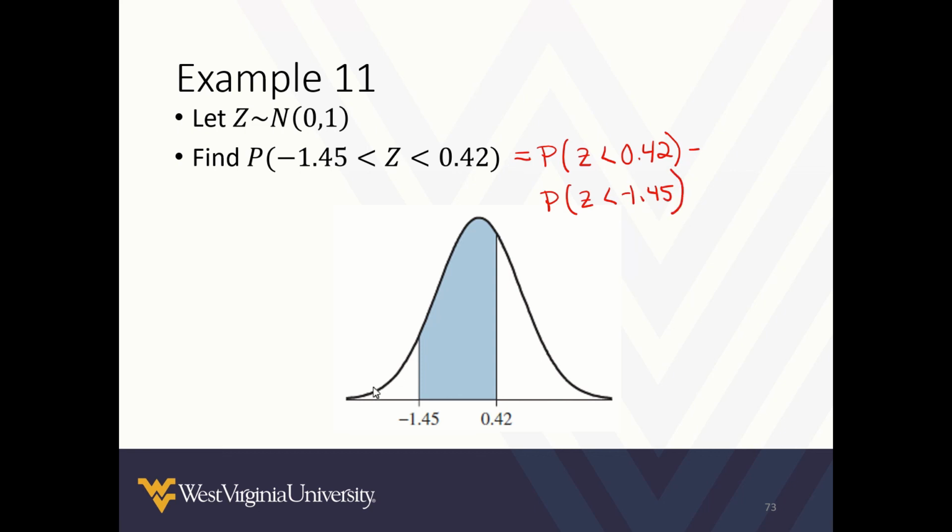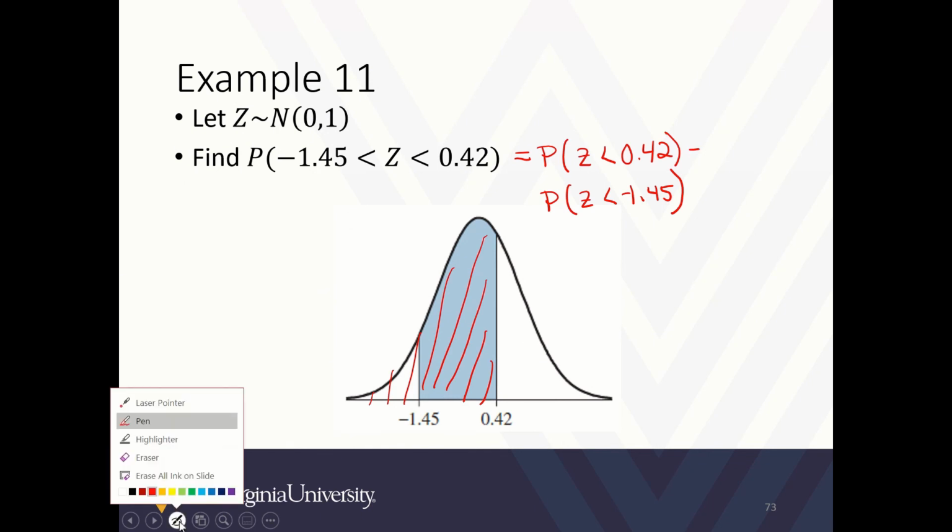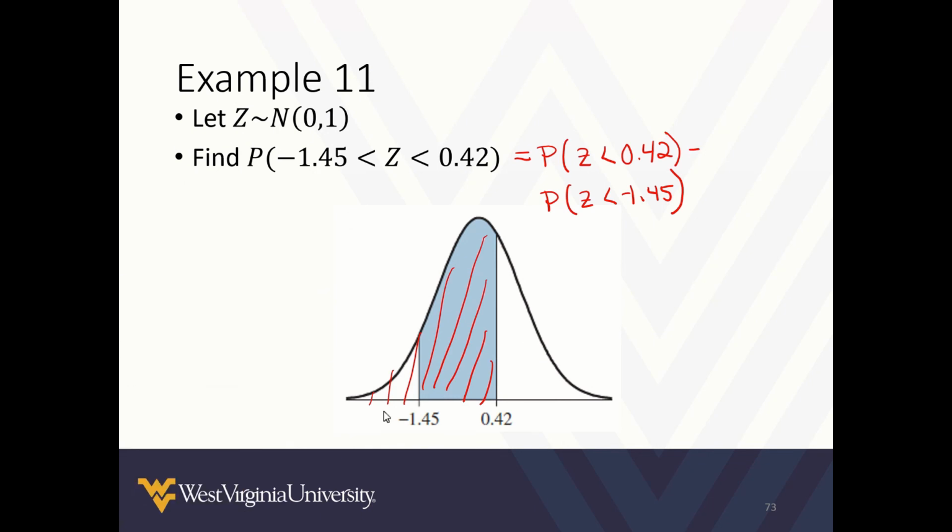Because our first value will give us this total area that I've just highlighted in red. Let's see if this will let me change my colors. There we go. And the probability of z less than negative 1.45 would just give us this area that I've now highlighted in a darker red. So by subtracting, we'll get the area in blue, our area of interest.